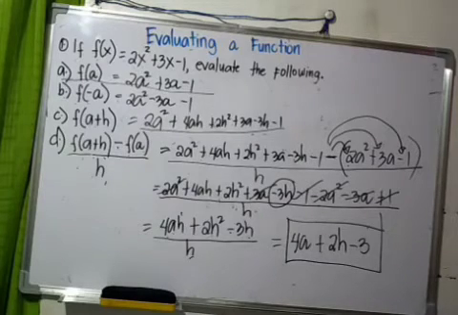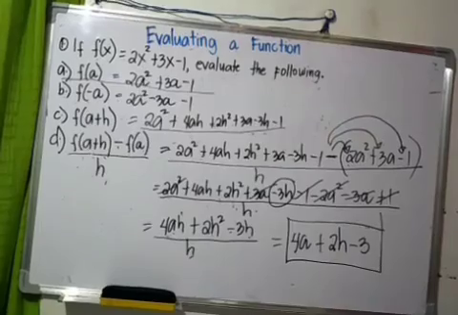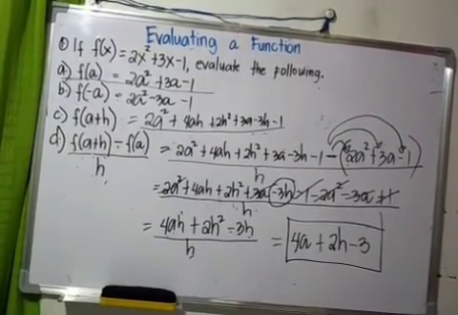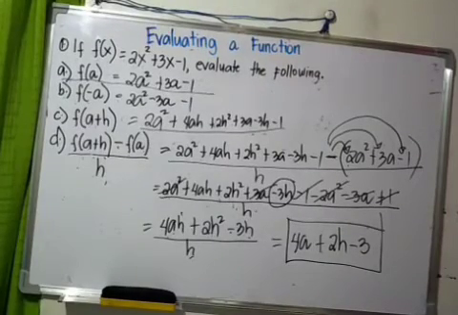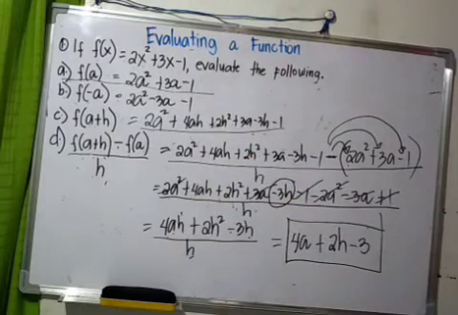So any question? May tanong? Question, everyone? Sige. Solving rational equation. So ito na yung final answer. 4A plus 2H minus 3 for letter D. Okay. So that's all for today.